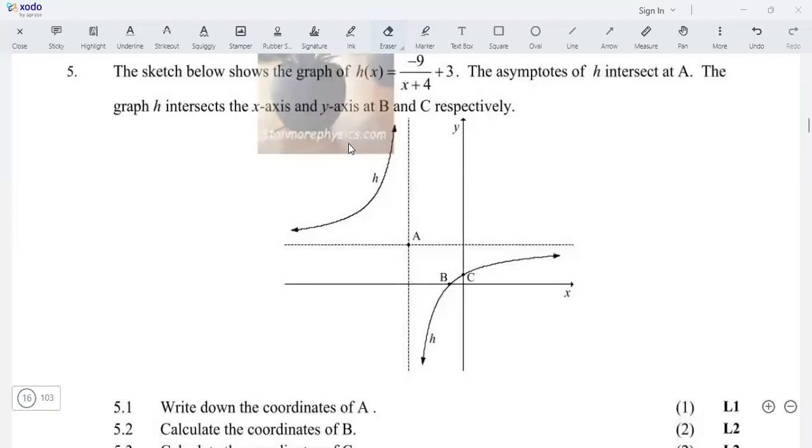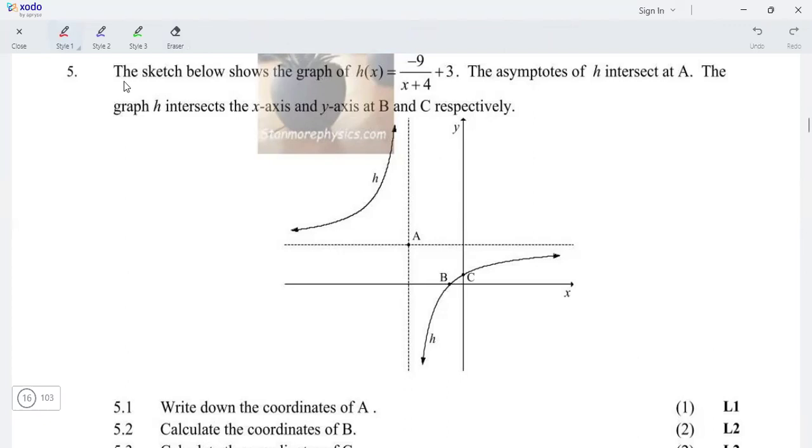All right, let's look at question 5, where we are given the graph, which means we're going to have to answer questions based on the graph. It says the sketch below shows the graph of h(x). The asymptotes of h intersect at A. This x asymptote is x = -4. The y asymptote is y = 3. Therefore, the coordinates here are (-4; 3). Those are the coordinates of A.